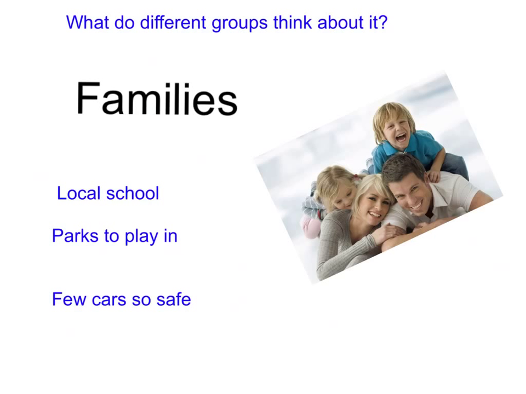Let's have a start with families. If you think about families, you've got a local school. That means it's easy to take the children there. That's got to be good for the parents. There's parks to play in, which are safe and local. Again, if you've got young children, it'd be fantastic. And also, we've already talked about the fact that lots of cycleways, few cars, that means there's less chance of accidents with cars, so parents and children are going to be safer.